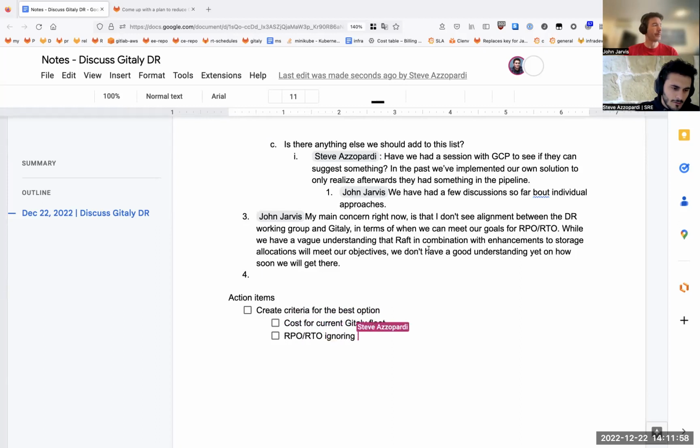Ignoring the user license. So let's say if we deploy regional balanced disks to everything, right? We ignore what license the user is on, how much is that going to cost us, and what will be the RPO and RTO.